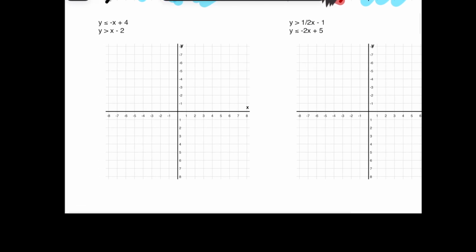Let's go ahead and go to the third one. We're going to start with the red, and I'm going to start at plus 4. Then I'm going to go negative 1 over 1, so down 1 over 1, down 1 over 1, down 1 over 1.